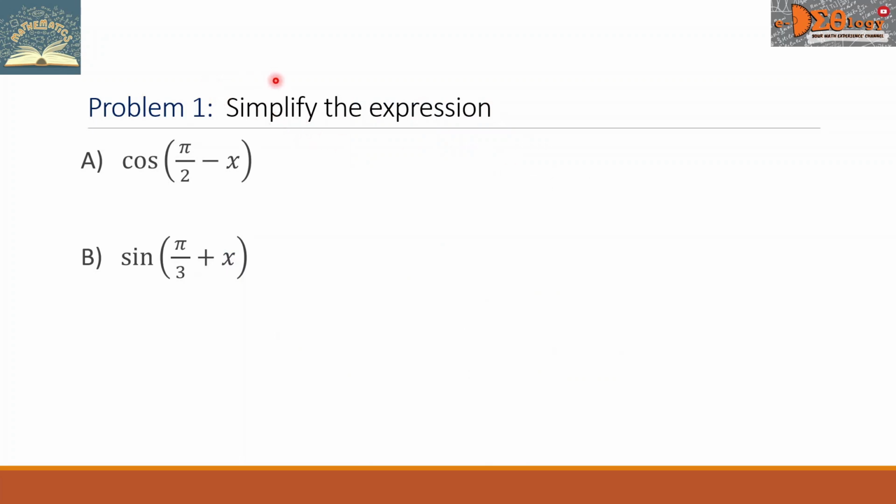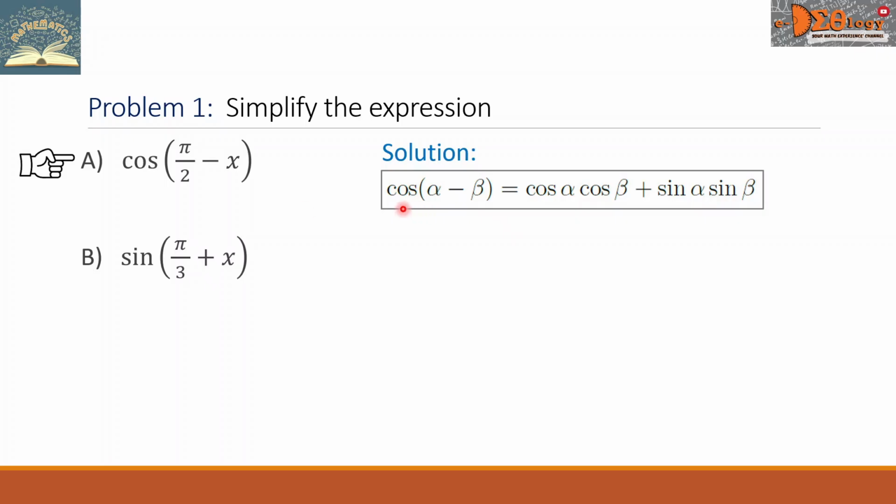Problem 1. Simplify the expression. Let's have letter A. Cosine of the two angles, pi over 2 minus x. Our formula for the cosine of the difference of two angles equals cosine alpha, this is the first angle, times cosine beta, plus sine alpha times sine beta. The given problem we write here, then we apply our formula.